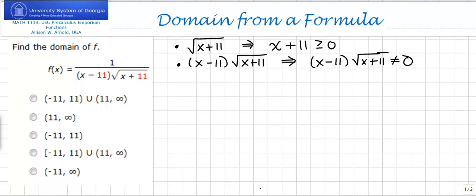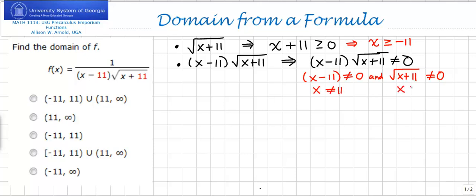If I solve the first constraint, x plus 11 greater than or equal to 0, this by itself would give me x greater than or equal to negative 11. But I need to also look at the second constraint. If x minus 11 times the square root of x plus 11 is to be different from 0, then I need x minus 11 and the square root of x plus 11 to also be each different from 0. Therefore, x cannot be 11, and x plus 11 itself can't be 0, so x also can't be negative 11.